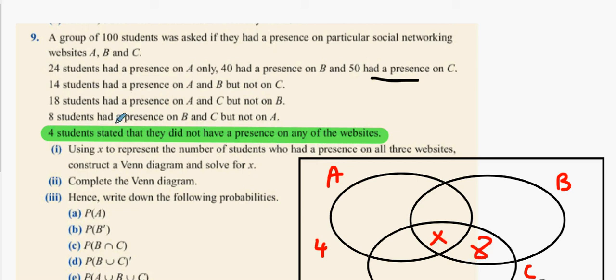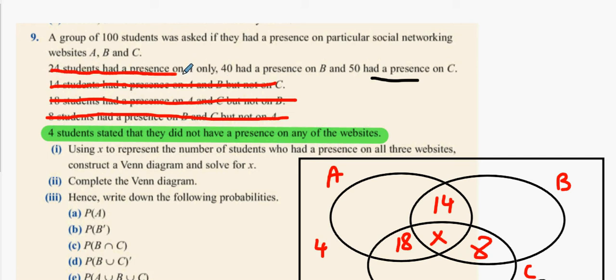Okay, what about the next one then? 18 had a presence on A and C, but not B. 18 goes here. 14 students had a presence on A and B, but not C. So, 14. Everybody cool with that? 24 students had a presence on only A. So, what's that mean? 24 goes in here.